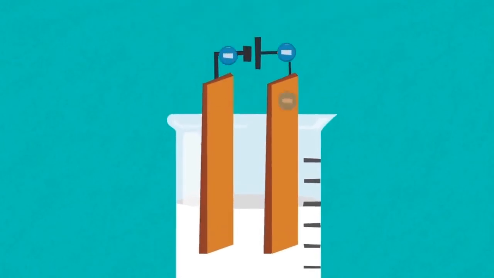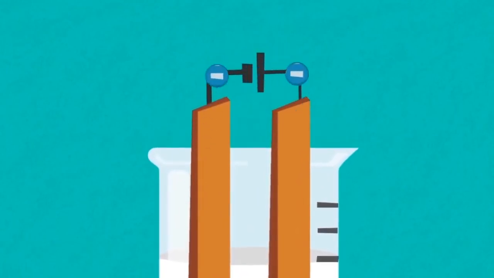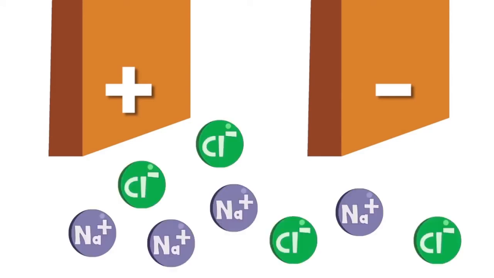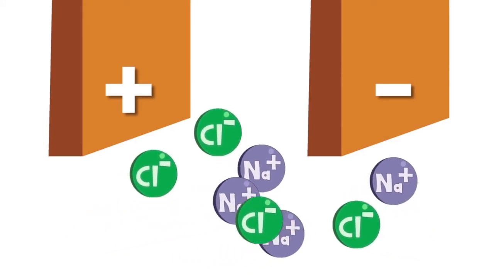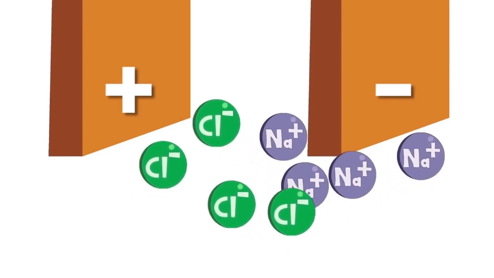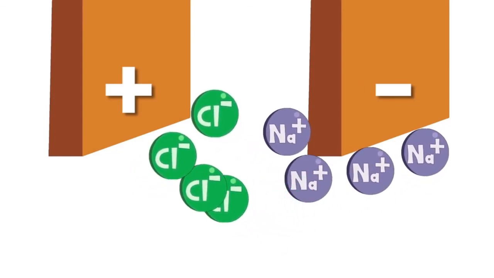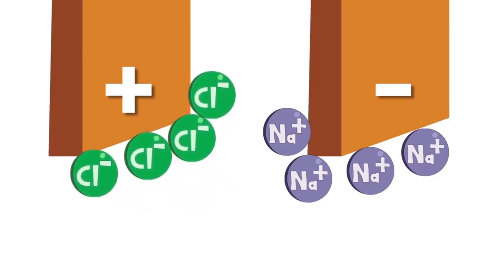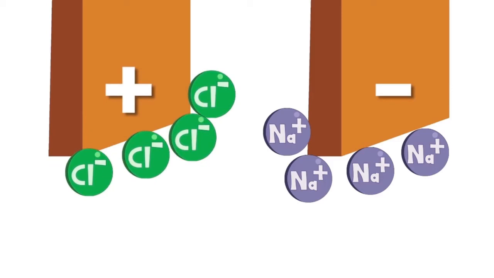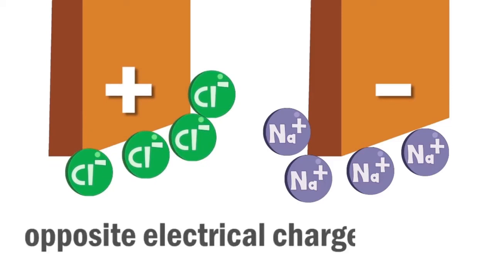The electrons will start to flow in the wires, and this will cause one electrode to become positively charged and the other negatively charged. This has an immediate knock-on effect in the molten sodium chloride, which you'll remember is a mixture of sodium cations and chloride anions. Anything positively charged in the liquid, in this case the sodium ions, is going to be attracted to the negative electrode. And anything negatively charged, in this case the chloride ions, is going to be attracted to the positive electrode. This is because opposite electrical charges attract.